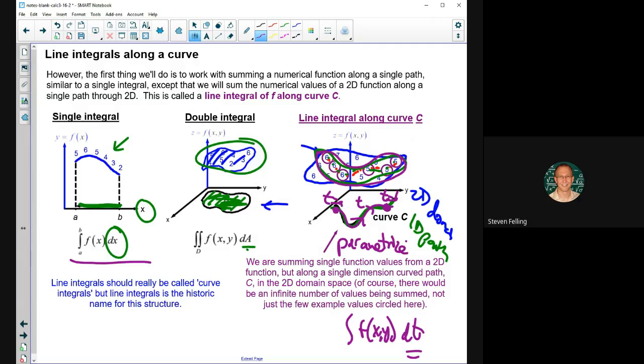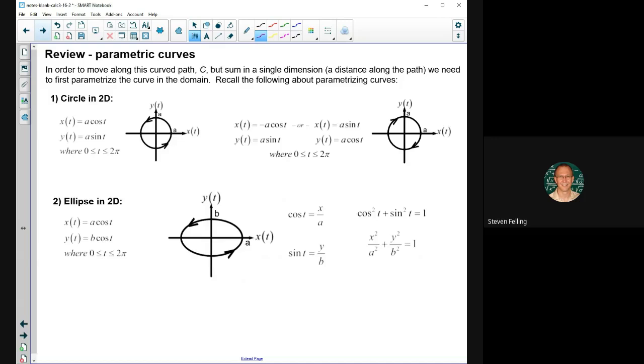So that means I think we need to review what we know from chapters 12 and 13 about parameterizing curves, and then we'll show how we'll actually do a line integral. So here's some things that we learned earlier in the course about parameterization. If we have a circle in 2D, whether you want to go clockwise or counterclockwise, you can just replace x with the radius times cosine theta and y with the radius times sine of theta, okay?